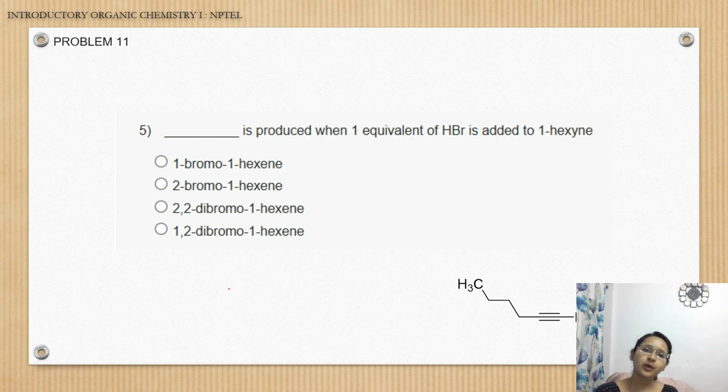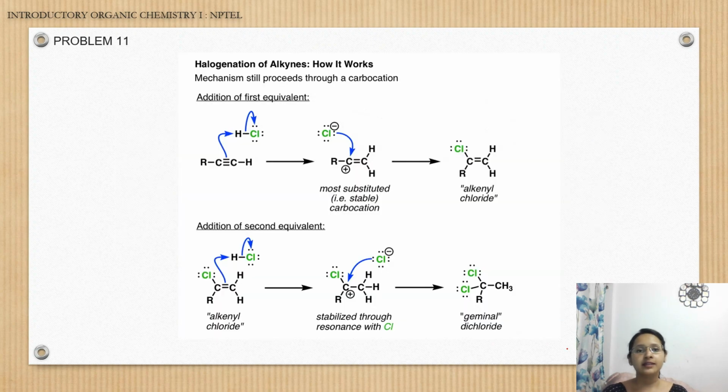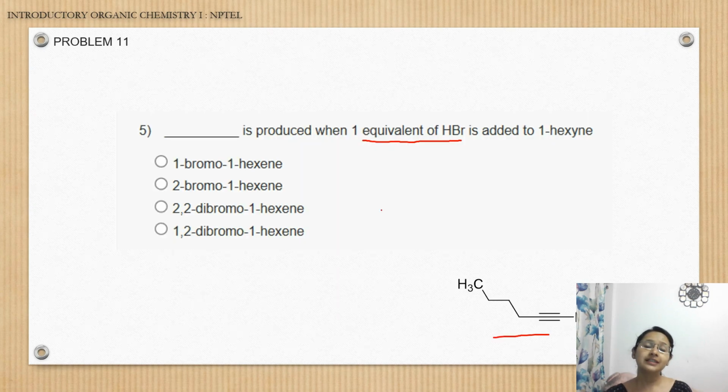Okay, so the problem is: dash is produced when one equivalent of HBr is added to 1-hexyne. So I have drawn this hexyne structure, and now you need to know that only one equivalent of HBr is added, not excess. It is only one equivalent that is added. So now this is the hexyne, and this is the main mechanism which I have shown you earlier. But there in the first problem, the HCl was in excess. So I have told you that the excess and one equivalent actually make a huge difference, because the product which you are getting for both is different, right?